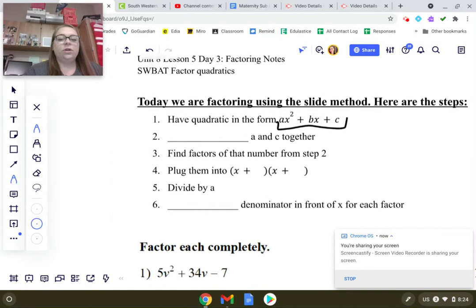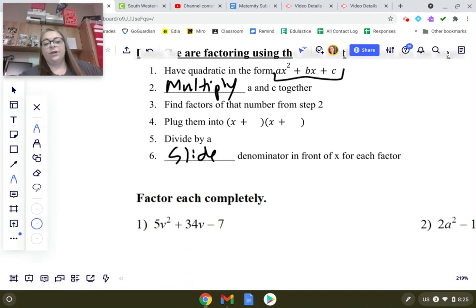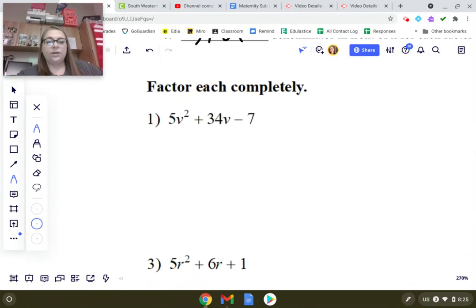Our goal is to multiply a and c together and then find factors of that number for b. And then plug them into our factors just like normal. And then divide by whatever we have for a. And then we'd slide the denominator in front of x for each factor. So again, sounds kind of confusing, but let's dive into number 1 so you can see what I'm doing.